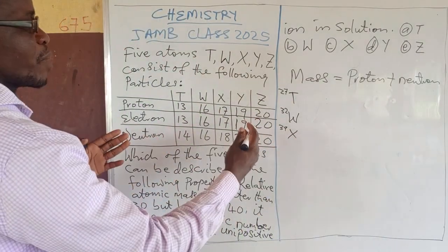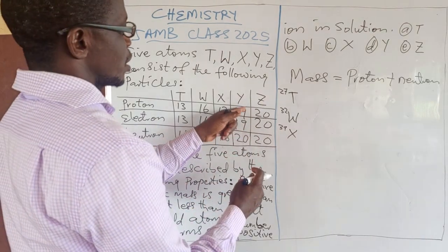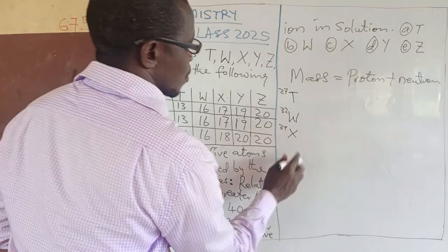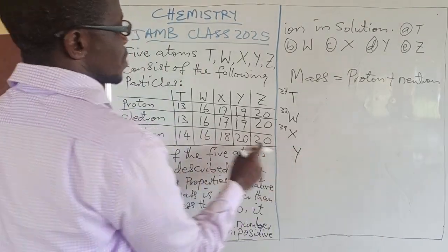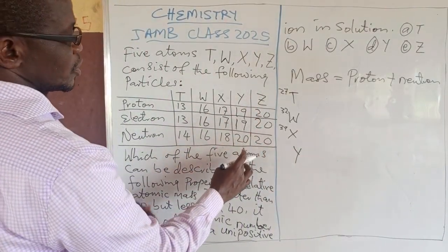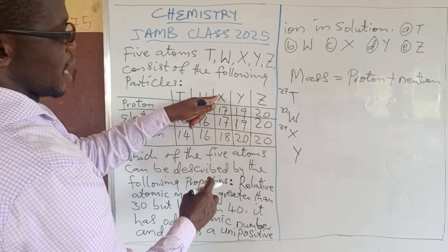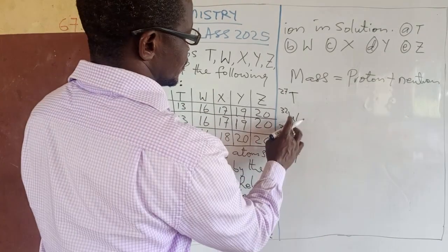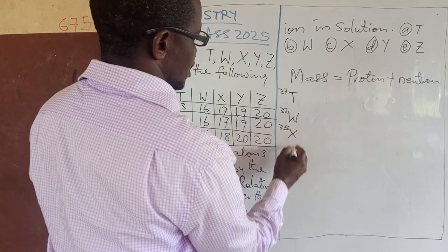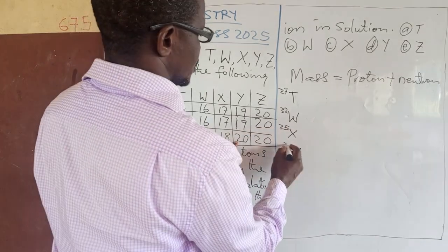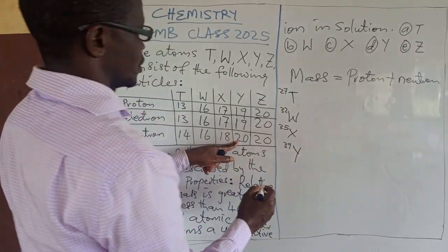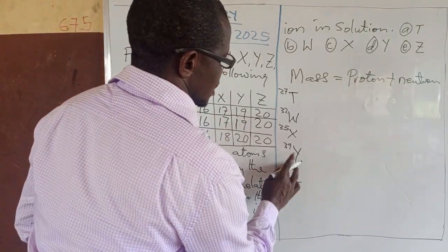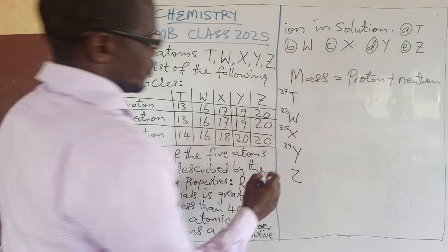You are creating their masses now. Next is Y. In Y, what is the mass? Sorry, X is 17 plus 18, and this is 35. 35 here. And this is 39. And for Z, that's 40.